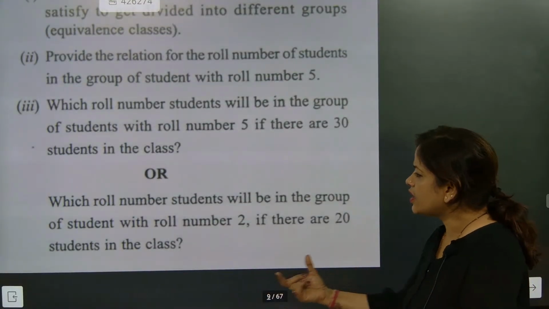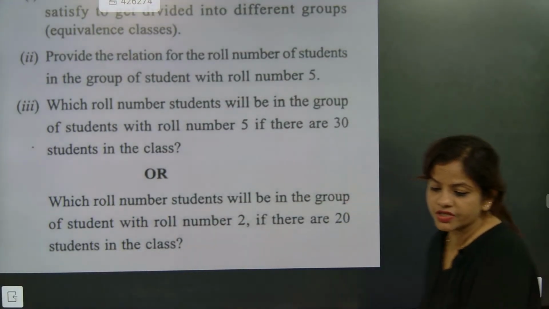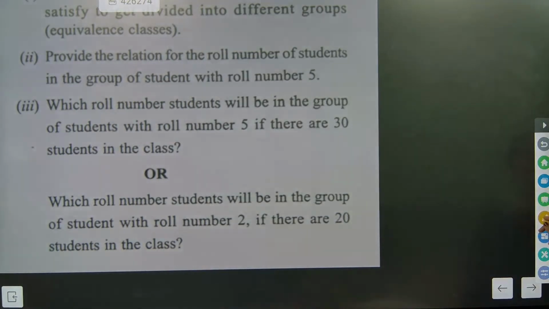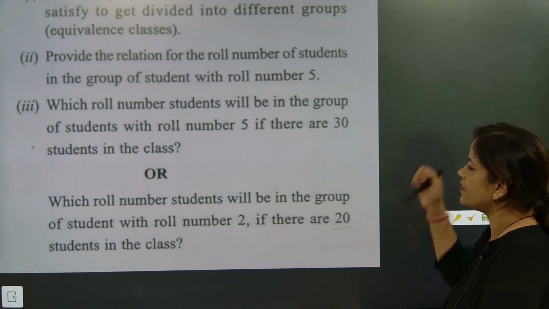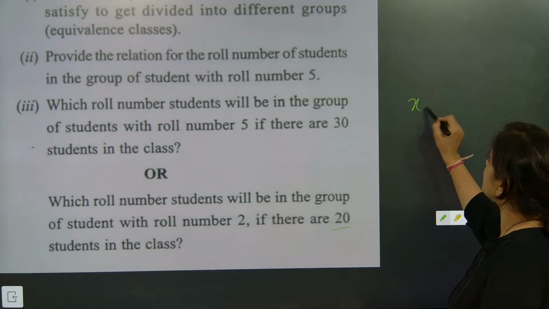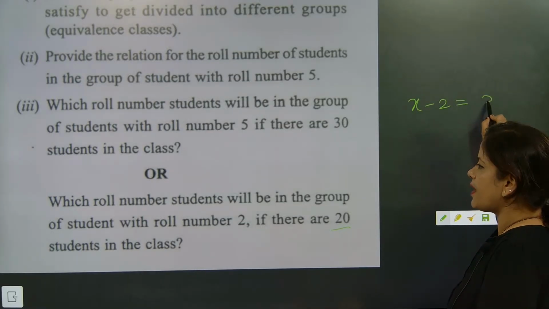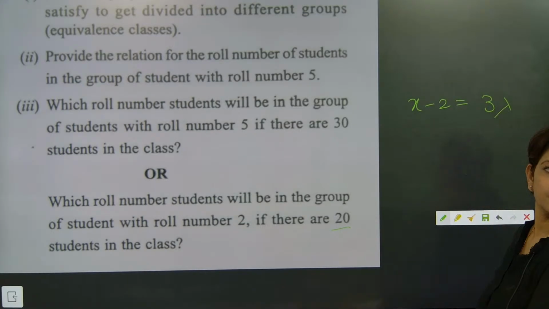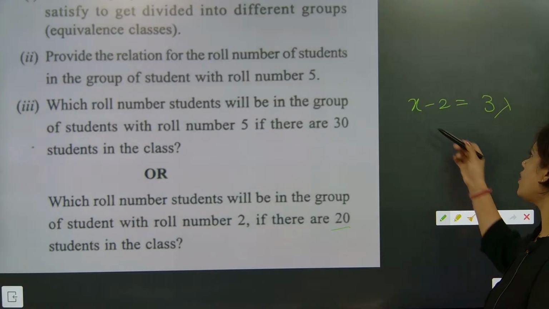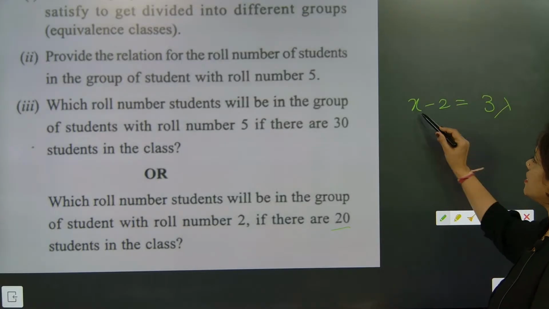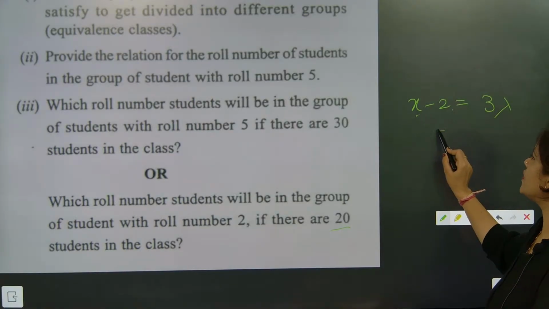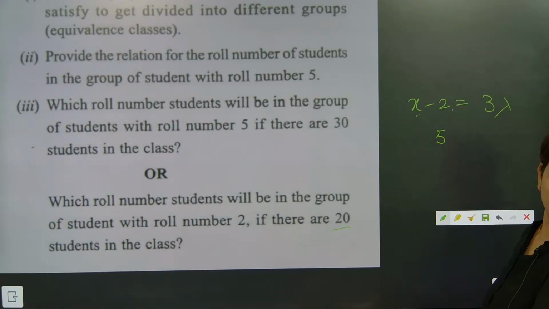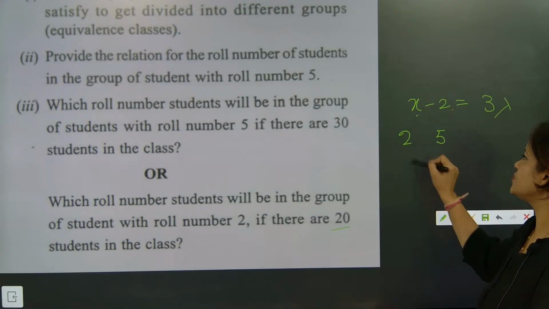if there are 20 students, now same question, but check how they are exactly giving it. Now they are giving x minus 2 is divisible by 3. Understood now? So here what are you going to write? 3, 4, 5. Then 5 minus 2 you are going to write. 1 minus 2 is not possible. 2 minus 2 is possible.